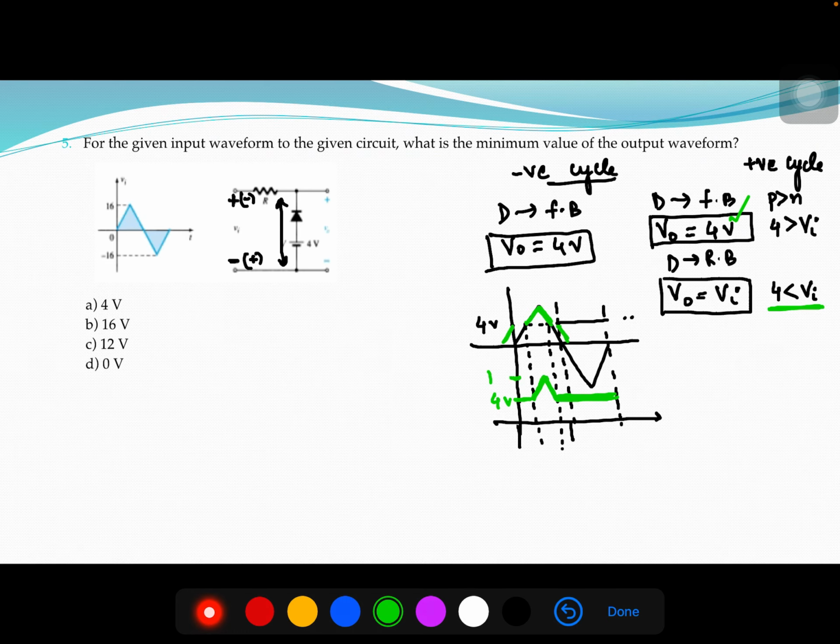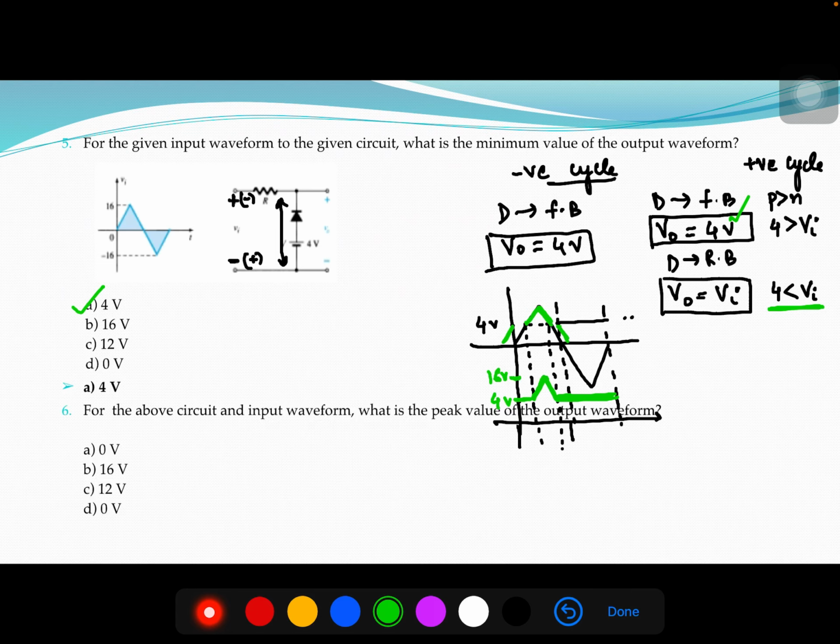So the peak value is 16 volt. That means if you were asked the maximum peak of the output waveform, it would have been 16 volt. But now you are being asked the minimum value of the output waveform, which is 4 volt. So the answer must be A. Yes, the answer is A.